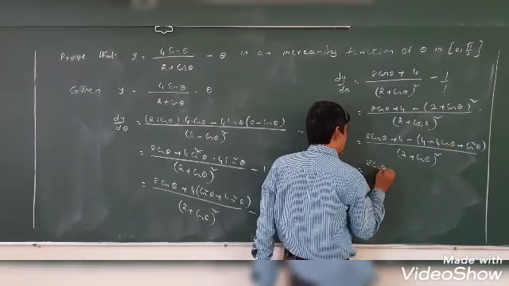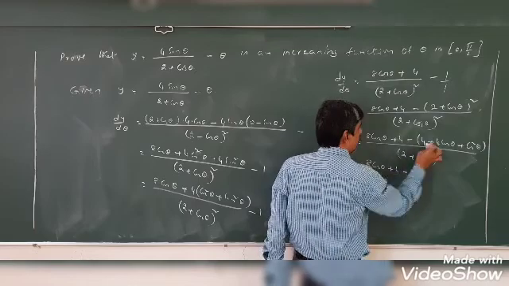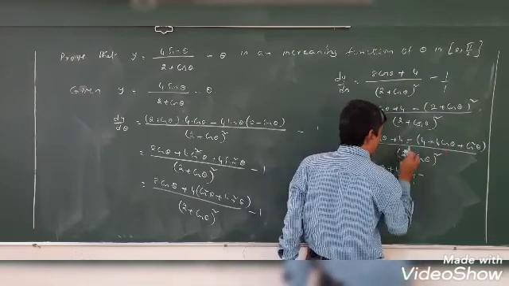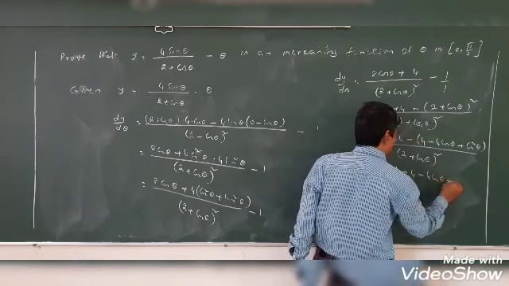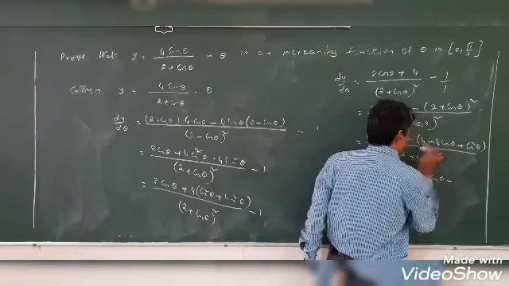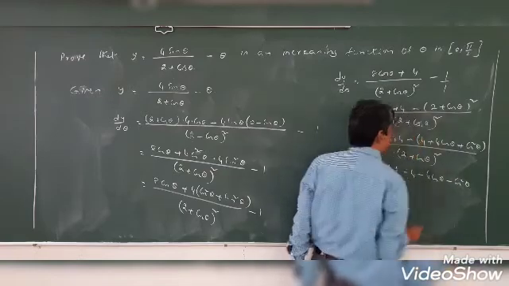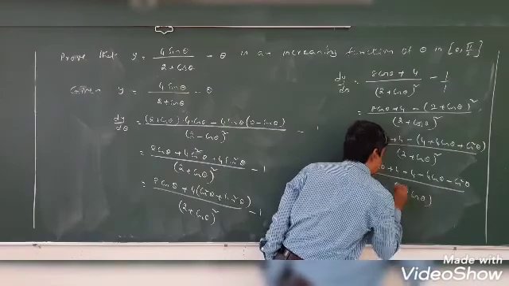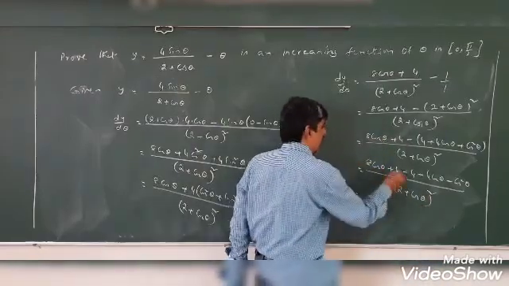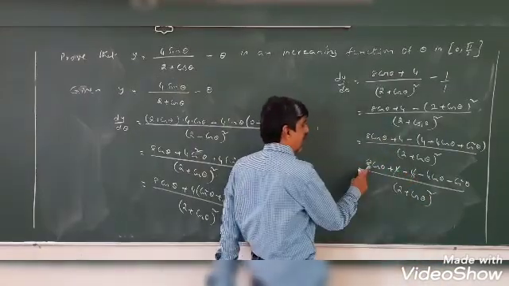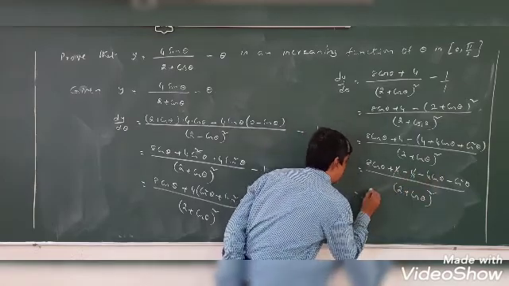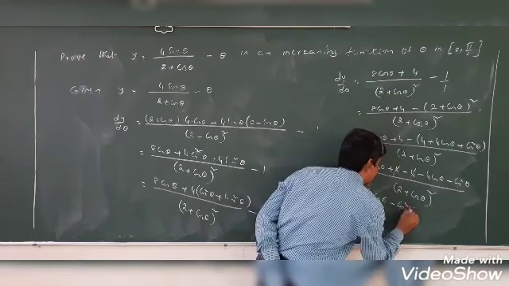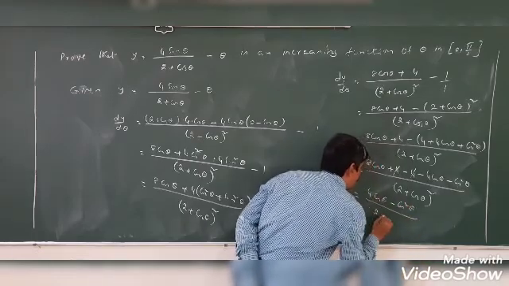So this is 8 cos theta plus 4, minus of this bracket, meaning minus into plus 4 is minus 4, minus 4 cos theta, and minus into plus is minus cos square theta, all over 2 plus cos theta whole square. So here plus 4 minus 4 gets cancelled. 8 cos theta minus 4 cos theta is 4 cos theta minus cos square theta, over 2 plus cos theta whole square.